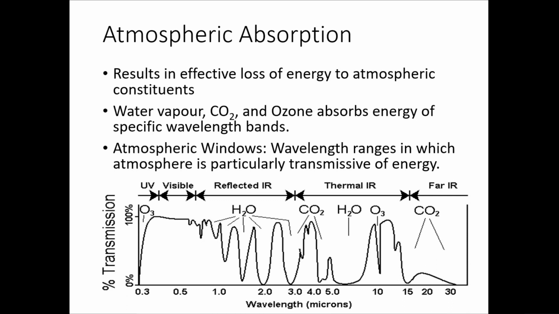In the visible region, transmission is very high. In these wavelengths, the transmission is very high. So you can see in the visible wavelength, about 0.4 to about 1, the transmission is very high. Transmission is almost 100%, right? Then you have some peaks in the reflected IR range.